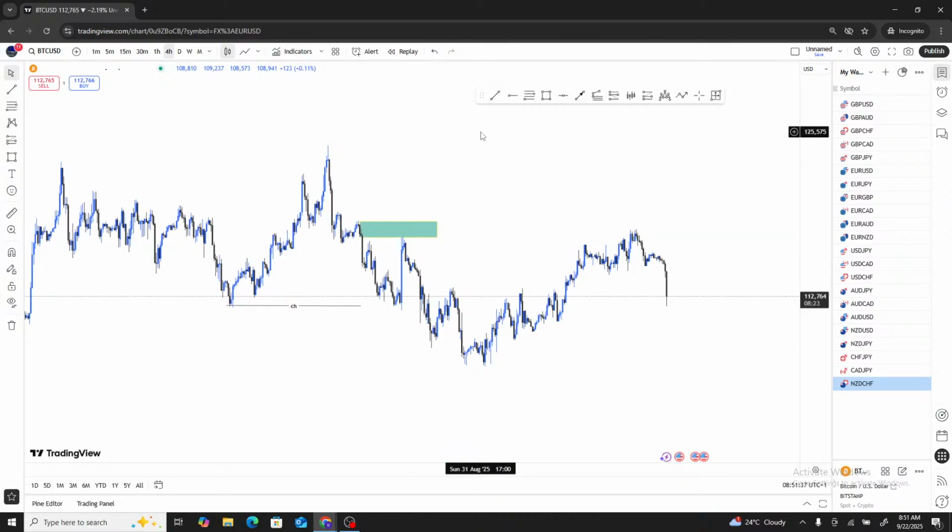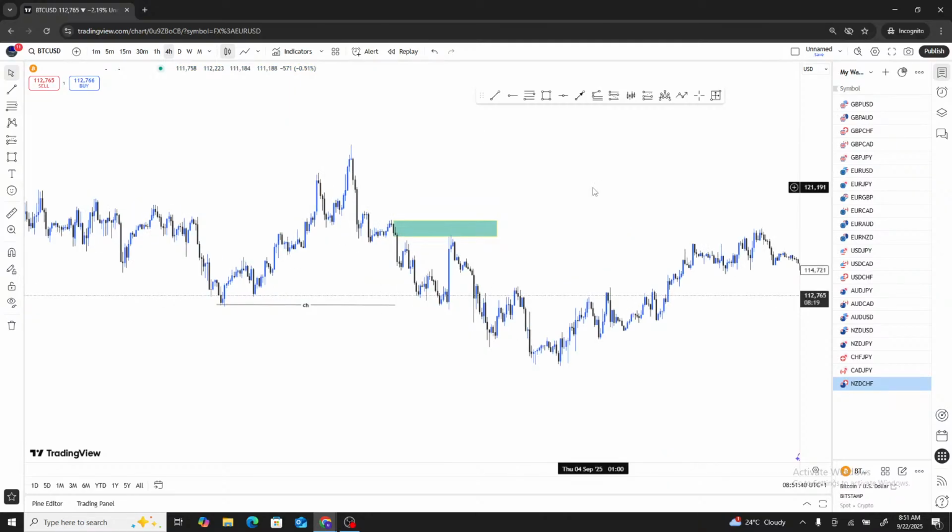Look at this other block. Can you see? This other block has an imbalance right here. Look at the imbalance. It also has liquidity before the other block. Look at the liquidity before the other block. Price tapped into it and boom.